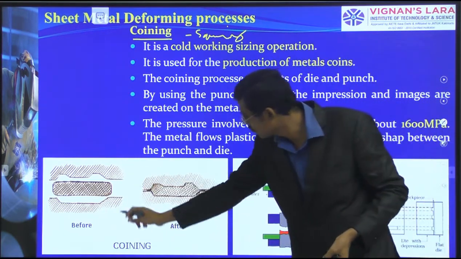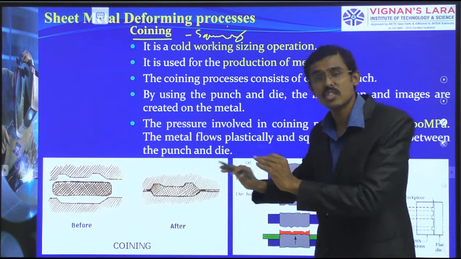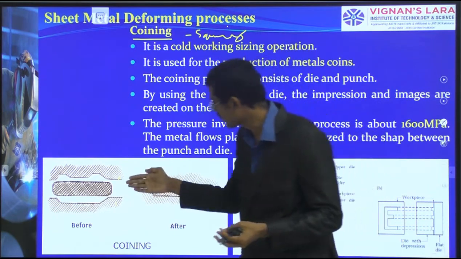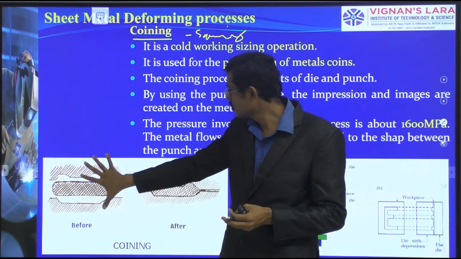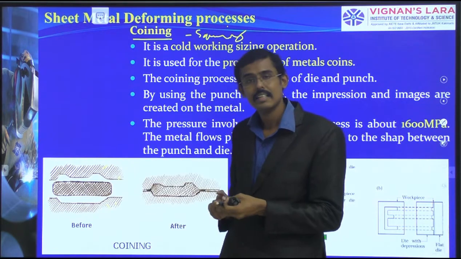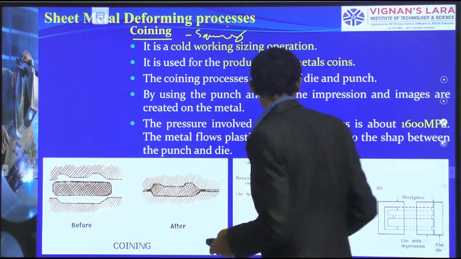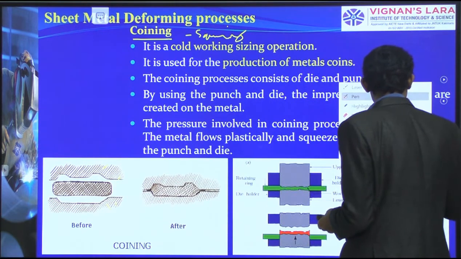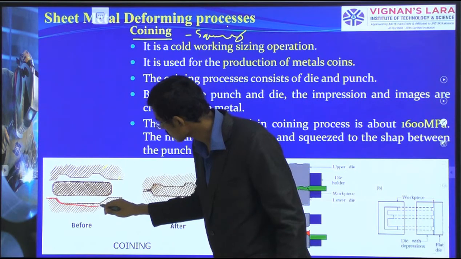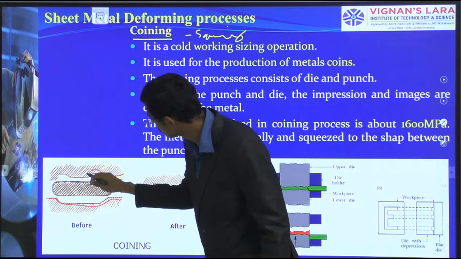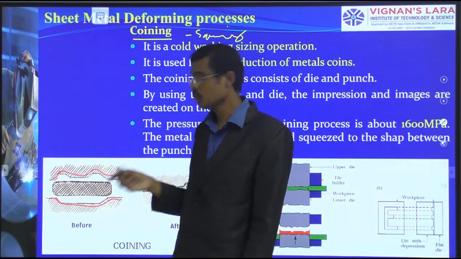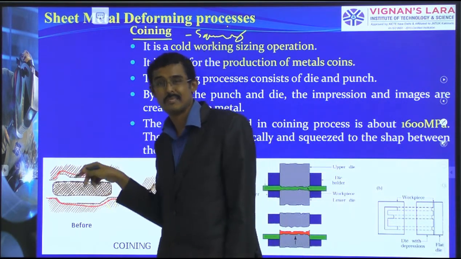You see, we have taken two dies, shown in the before stage. I have kept the specimen in between, and I am going to do the pressing operation here. This die contains a design. You see, the design may be like this, some simple design. This design is going to be punched, impressed on the specimen.